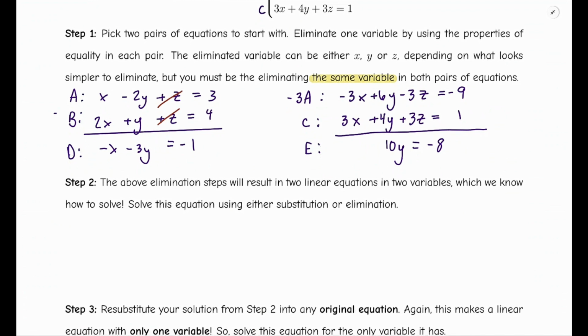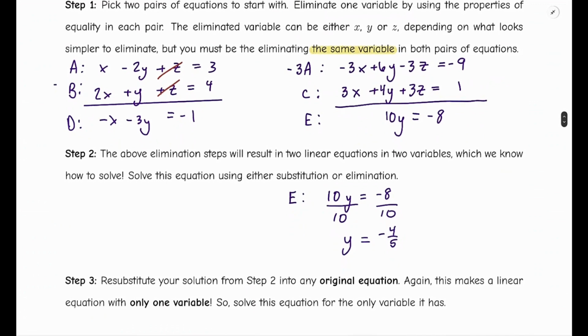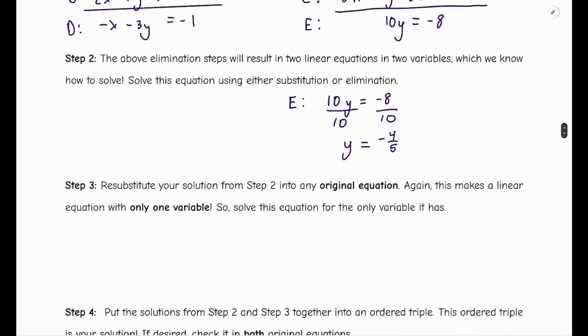So I am going to just take E and solve for y. So then I get y equals negative 4/5. Okay. But otherwise, you can use the methods from the previous sections that we talked about, elimination or substitution, at this step. Step 3, resubstitute your solution from step 2 into any original equation.